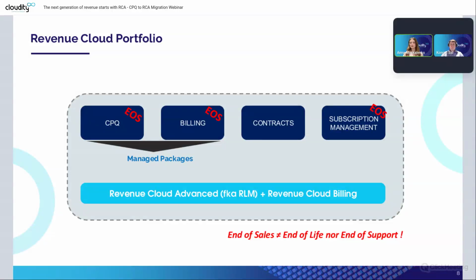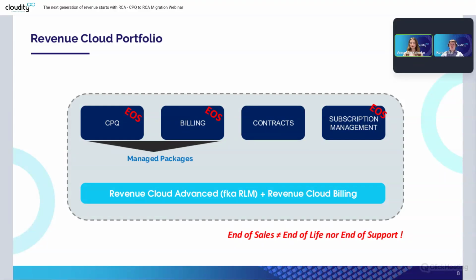But what does it mean? It's not equal to end of life, not equal to end of support. End of sales means that for the new customers, those old products will not be offered. Only RCA and RCB basically are the options. But the existing customers can still renew their licenses and can still take their time to decide whether to migrate to RCA, RCB, or maybe some completely different tool outside of the platform.